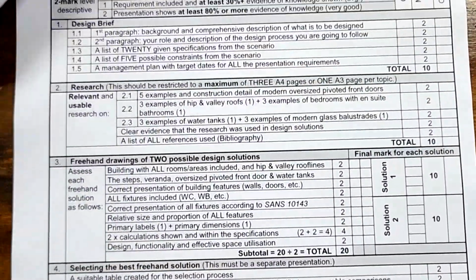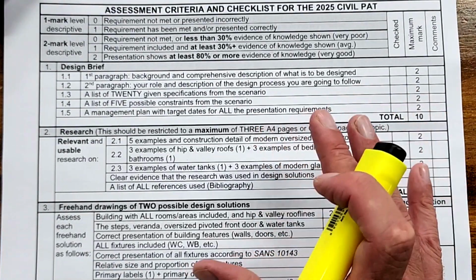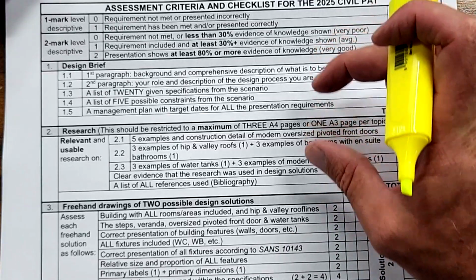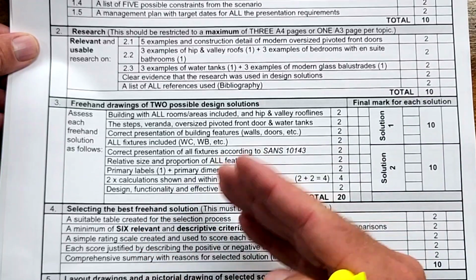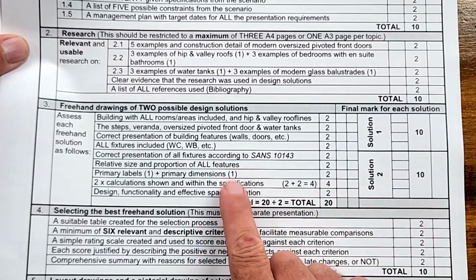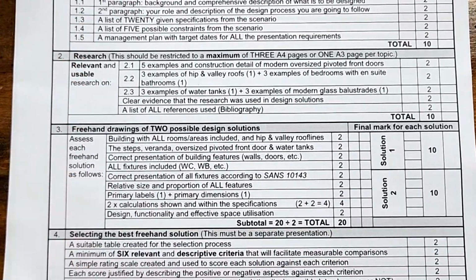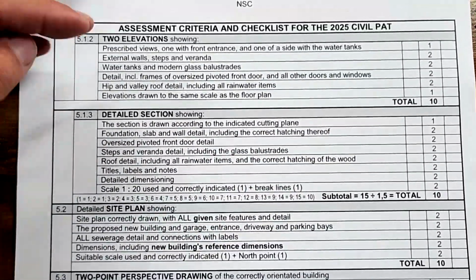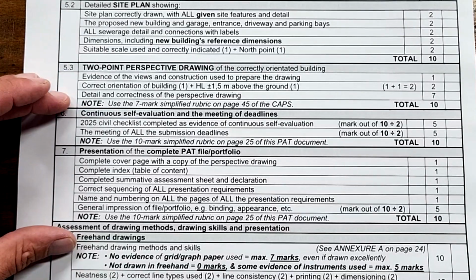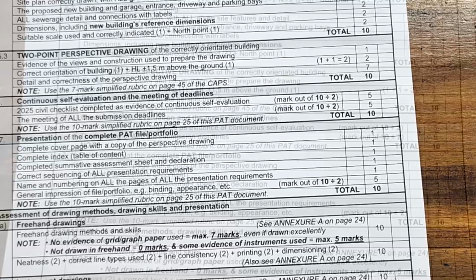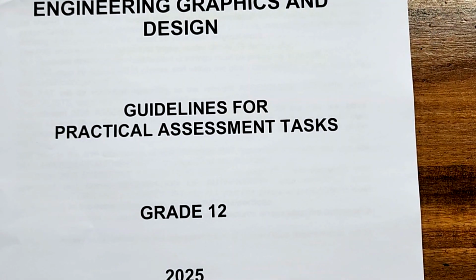Last thing I'd like to do is take you to this assessment criteria checklist that is at the back of your actual PAT document. And my future videos will really zoom in on every component and making sure that you understand each one of these sections, because this checklist, as you go through it, you need to tick it off and make sure that you've met all the requirements given. And they start with the design brief, they work their way all the way through the floor plan, the 2 elevations, section, site plan, 2-point perspective, and even the continuous self-evaluation, as well as the presentation requirements. So all of that makes up the Engineering Graphics and Design 2025 PAT for grade 12s.